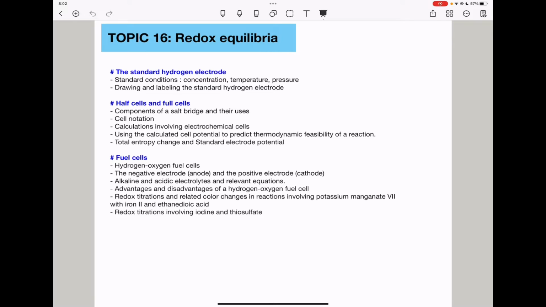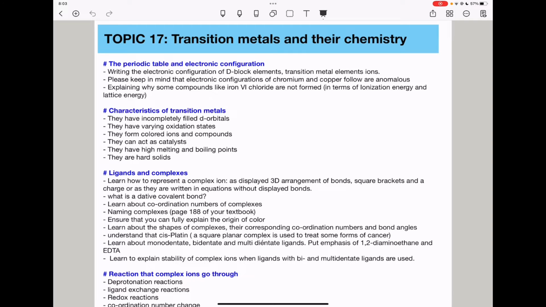Let us continue to Topic 17. Topic 17, Transition metals and their chemistry. For Unit 5, this seems to be the most tricky topic, so you need to give it a lot of time, practice, and a lot of memorization is required.